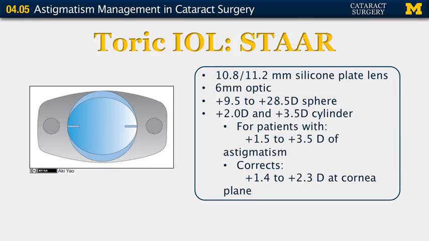There are currently 2 different companies that have FDA-approved toric intraocular lenses in the United States. One is the STAR lens, and the other is the Alcon lens. Both of these lenses have the specifications listed here and can be used for patients with certain amounts of astigmatism to correct them at the time of surgery. In summary, there are a number of different ways to treat both corneal and lenticular astigmatism at the time of cataract surgery. It just requires a thorough discussion with the patient, a thorough evaluation of the patient to see what works best for both the surgeon and the patient in each particular situation.